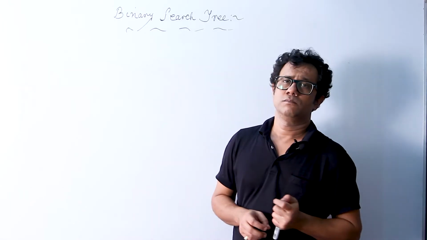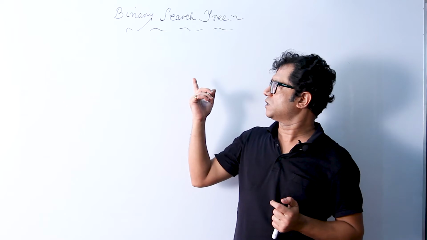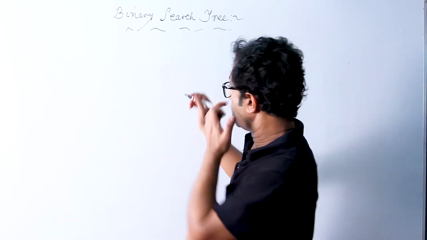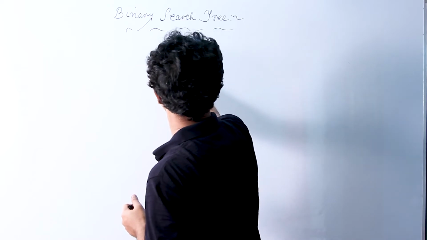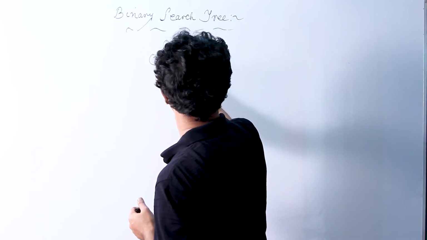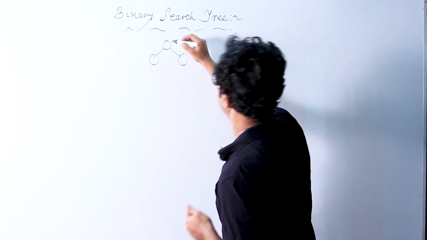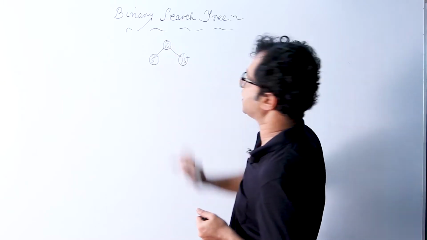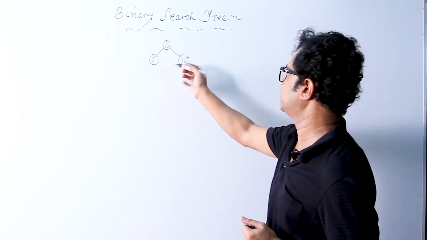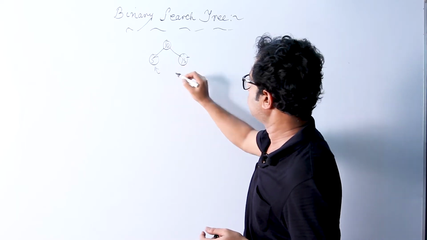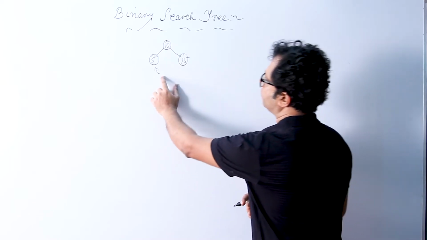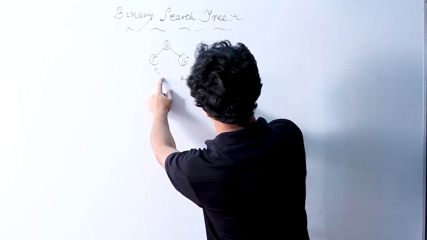Suppose you know the search function's logic, and I am just going to draw a small binary search tree to recapitulate what we have done in the previous video. Suppose this is a value 10, this is a value 5, this is a value 15. So this is a binary search tree. We are going to find a value, suppose 5, or 15, or 10. Suppose the key value is 5.